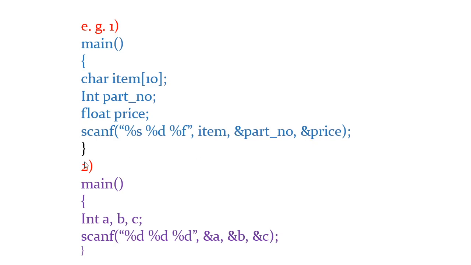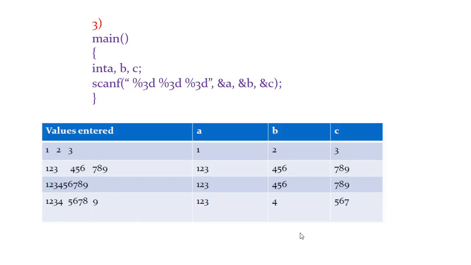Then the next program is main, with integers a, b, c, and scanf with %d, %d. You can see here that a and b are preceded by the ampersand character. Then the third one is main.